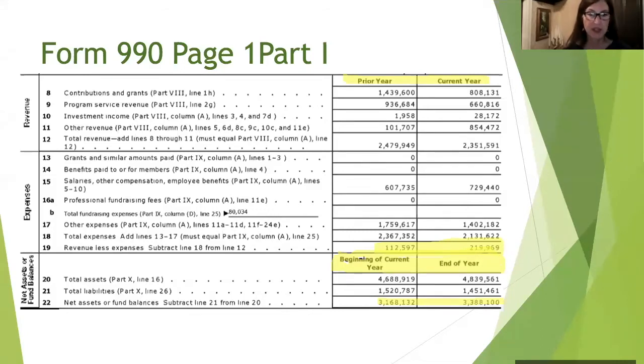Good clarification. So here is just the summary of the financial statements, summary of your revenue, summary of your major expenses, and then whether or not you made or lost money. They still call it revenue less expenses here, not changing net assets. And then they also ask you on your balance sheet, what's your total assets, your total liabilities, and what your fund balance is. Okay, next.